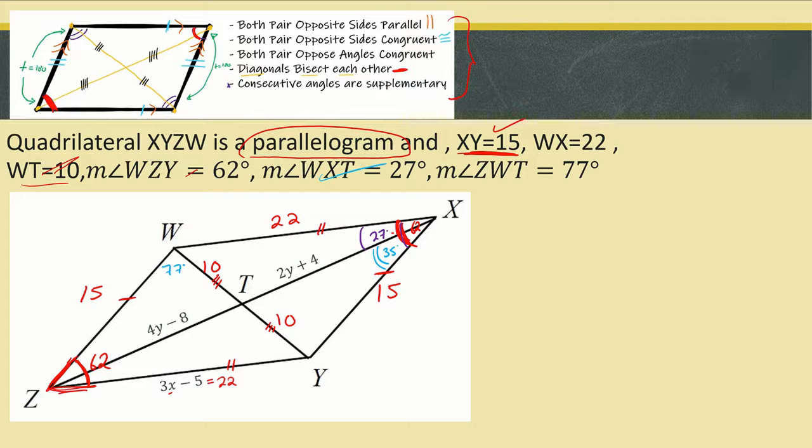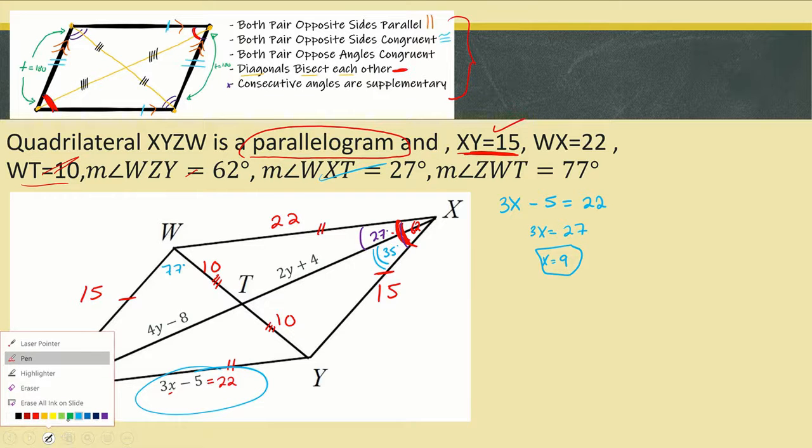And we'll talk about what else we can find. So the next thing we're going to start with is let's go ahead and find x, right? So here's my equation. 3x minus 5 equals 22. And so if I want to solve for x, I simply add 5 to both sides. So we get 3x equals 27. Divide by 3, we get x to be 9.